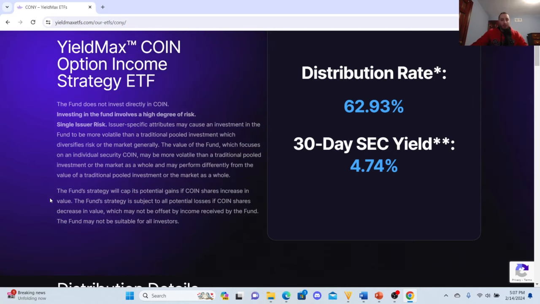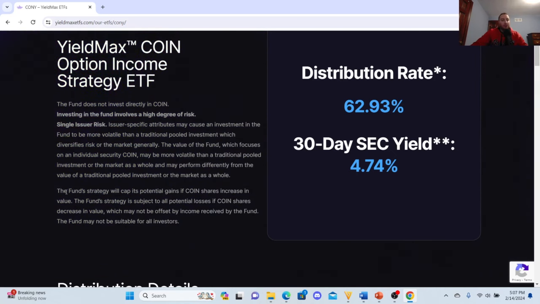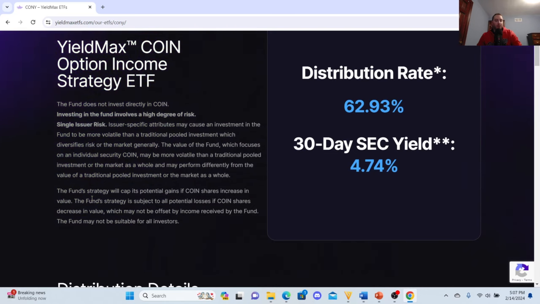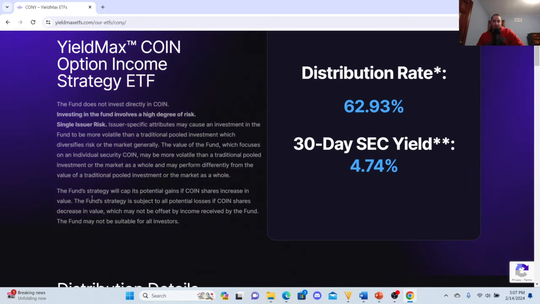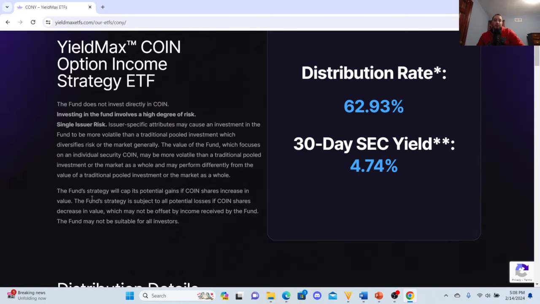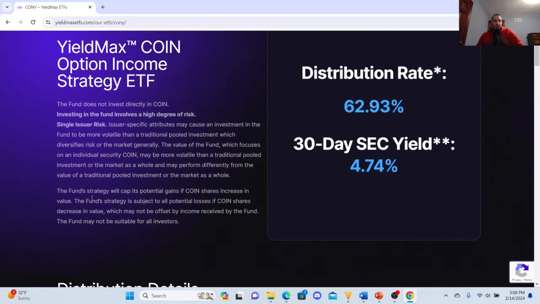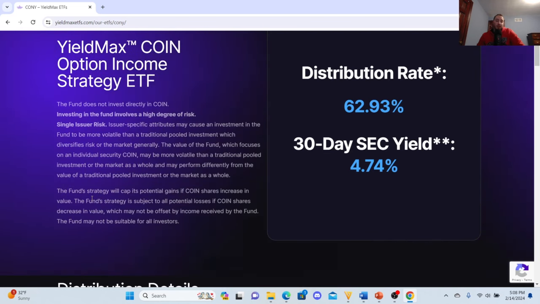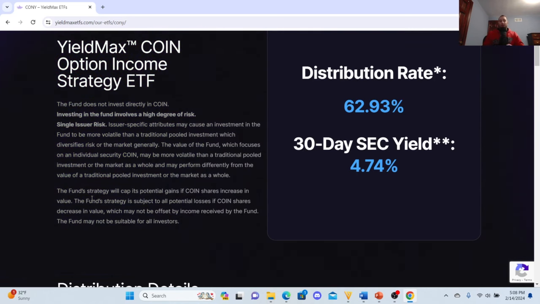So, real quick, going to the website, the fund strategy will cap its potential gains if COIN shares increase in value. The fund strategy is subject to all potential losses if COIN shares decrease in value, which may not be offset by the income received by the fund. The fund may not be suitable for all investors. Volatility. There's a reason why I don't have them in my IRA, and I have VGT and SPLG in my IRA, because this is so volatile, and you cannot completely rely on Coinbase because it could go up and down. Coinbase could take a big hit, take a nosedive, and be in trouble, like TSLY. So you have to be aware with your investments.